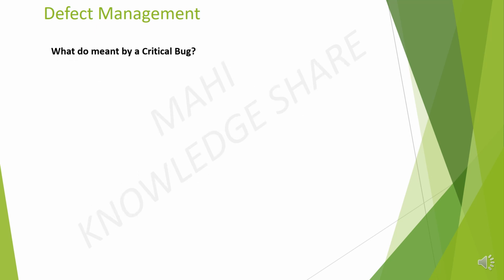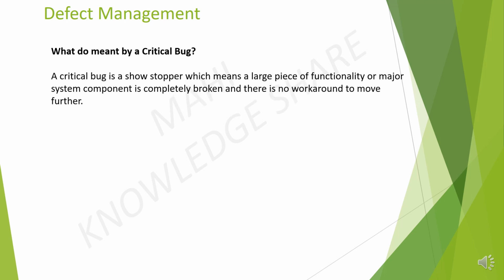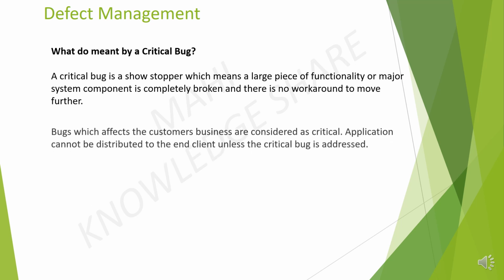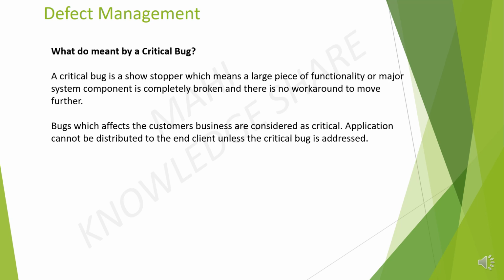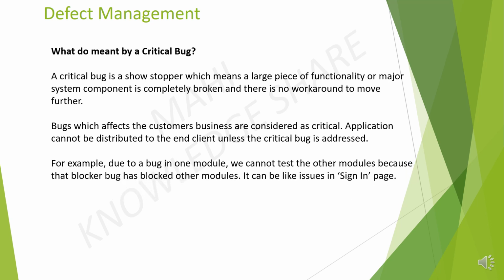Define critical bug. A critical bug is a showstopper, which means a large piece of functionality or major system component is completely broken and there is no workaround to move further. Bugs which affect the customer's business are considered as critical. Application cannot be distributed to the end client unless the critical bug is addressed. For example, due to a bug in one module, we cannot test the other modules because that blocker bug has blocked other modules. It can be like issues in sign-in page.